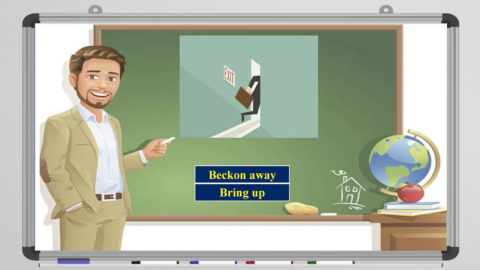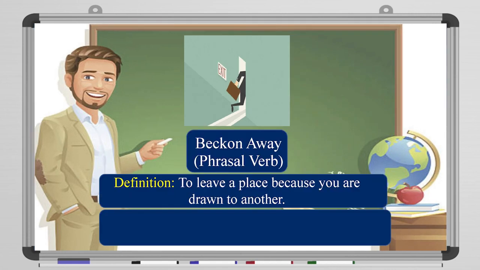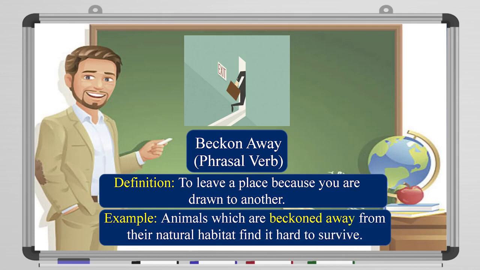Oh, he's trying to run away. Did you get that? I said away. Did you get it? Well, the word is beckon away, which is a phrasal verb, which means to leave a place because you are drawn to another. So for example, animals which are beckoned away from their natural habitat find it hard to survive.